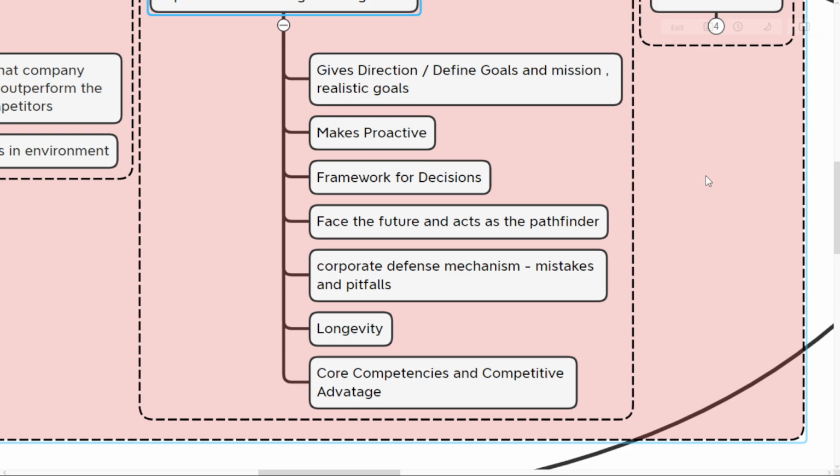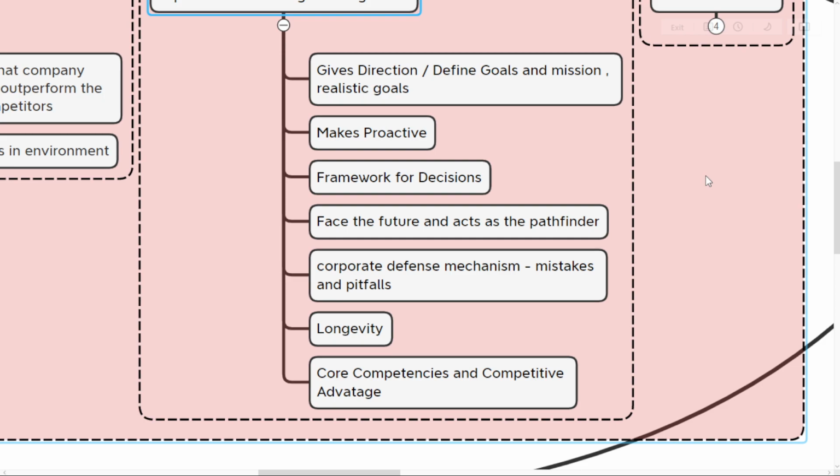Then strategic management provides framework for decisions. Strategic management provides framework for all the major decisions of an enterprise, such as decisions on business, products, market, manufacturing. It provides better guidance to the organization. Strategic management seeks to prepare the organization to face the future and act as a pathfinder to various business opportunities. Corporate defense mechanism, mistakes and pitfalls.